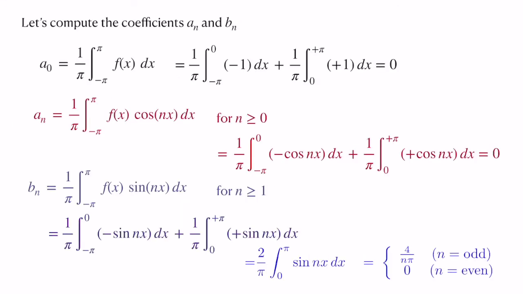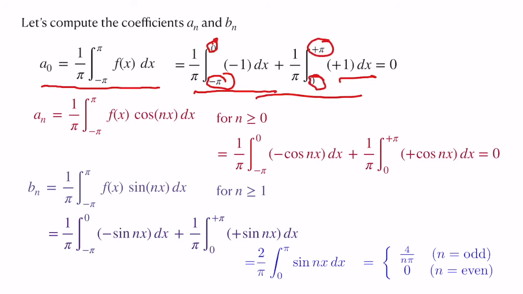We first need to find a0, which is a constant. We have already seen that this function takes minus 1 and plus 1. Naturally, the mean value of that is 0. So you can explicitly evaluate: the function is minus 1 in the interval minus pi to 0, and then plus 1 in the interval 0 to pi. This integral would give rise to 0. So the mean of this function is 0.